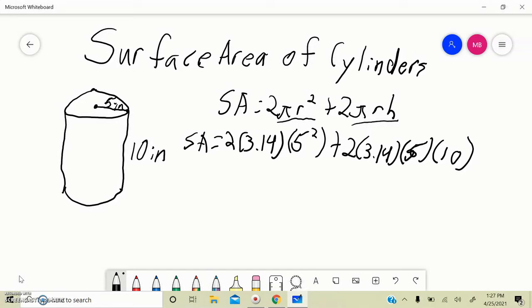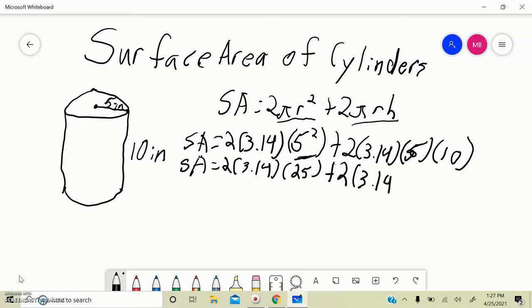Now I'm going to do my order of operations first, which is going to be that 5 squared. So I have surface area is equal to 2 times 3.14 times 25 plus 2 times 3.14 times 5 times 10. Now what I'm going to do is do my multiplication. So I'm going to do these at the same time but separate.